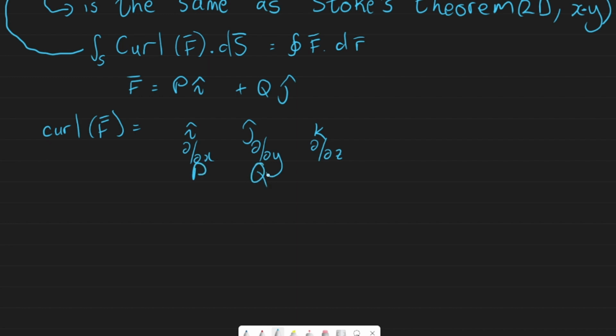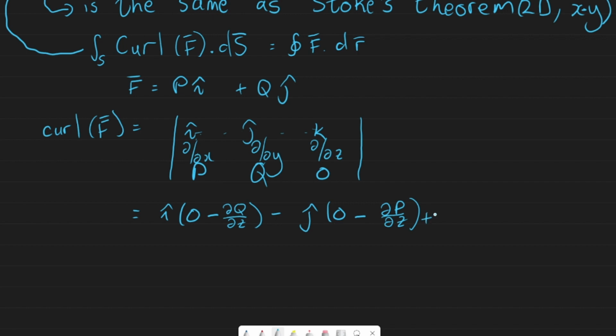So that's P, Q, and you can see that there's no k component, so that becomes 0, and we compute the determinant of this. When we do that, the first term is i, we block out the first column and the first row, so we're taking ∂/∂y of 0, which is just 0, minus ∂/∂z of Q, so that's ∂Q/∂z. Then the second term is minus j, we block out the first row and second column, so we find ∂/∂x of 0, which is just 0, then minus ∂/∂z of P, so that's ∂P/∂z.